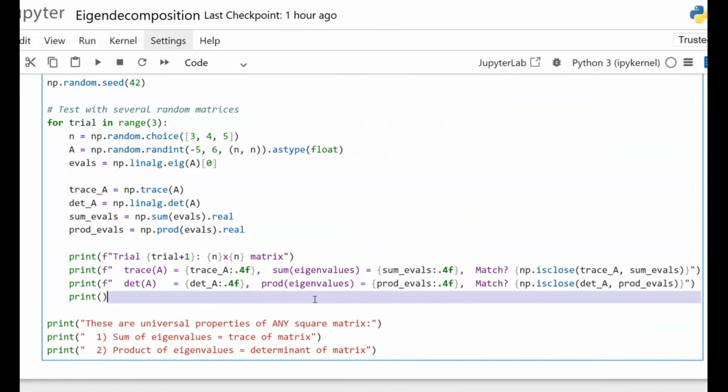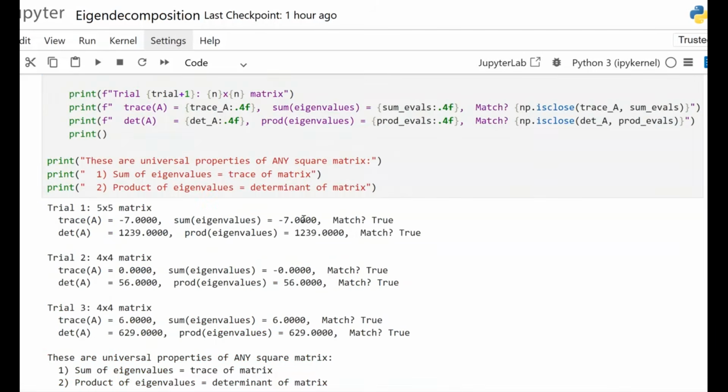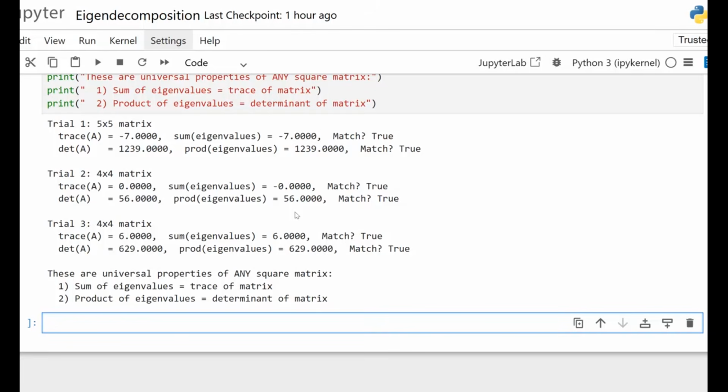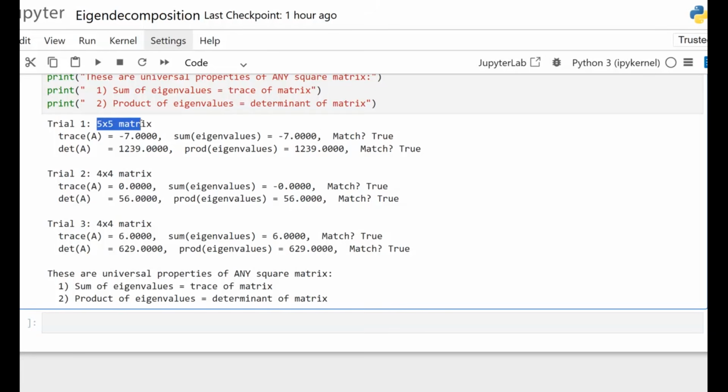And yes, dear friends, numerically we are going to have a comparison that uses tolerance-based comparison due to floating point rounding and numerical eigendecomposition errors. So let me just execute, and when we go towards this trial one, here we have a 5 by 5 matrix and here a 4 by 4 matrix. The sum of all the roots is equal to the trace, and the product of the roots is equal to the determinant.